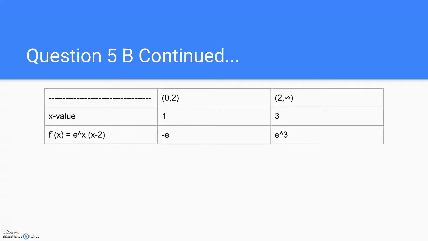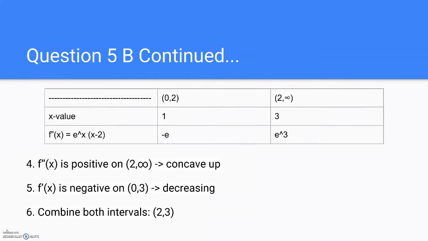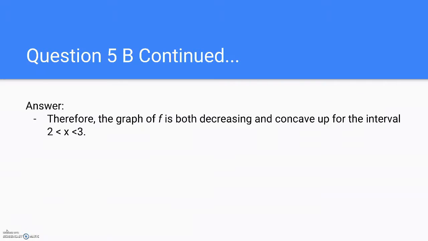Now you do the same process you did in part A. So you have an interval from 0 to 2, and another one from 2 to infinity. Plug in any x value within the interval, find your f double prime of x value, and find where it's positive, because when it's positive, that interval is concave up. So from 2 to infinity, it's concave up because f double prime of x is positive, and from 0 to 3, it's decreasing because f prime of x is negative. So the question asks you where it's decreasing and concave up. So you'll have to combine both intervals and find where they overlap, which is from 2 to 3.